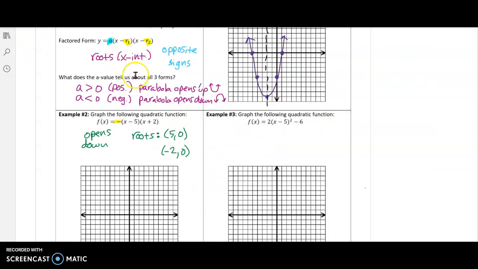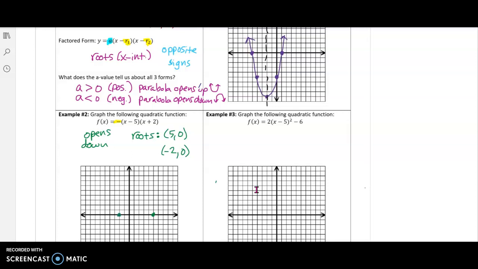So looking at factored form, which is example 2, we said that the factored form tells us our roots, otherwise known as x-intercepts, and they should be the opposite signs. So since this is an x minus 5, my root is actually positive 5. And my plus 2 means that my root is a negative 2. Opposite signs. And it opens down because our a value is a negative 1 here in the front. So I can at least plot 2 points straight out of the gate at positive 5 and negative 2.